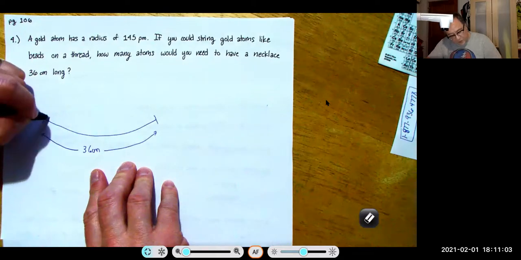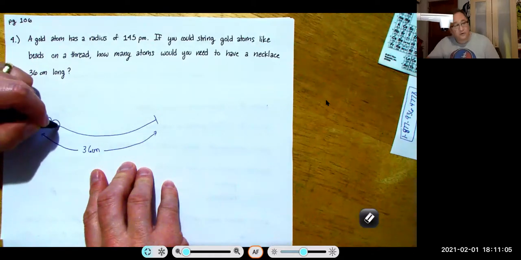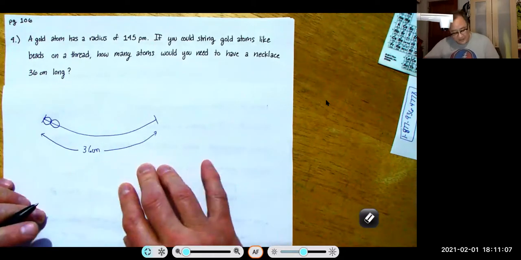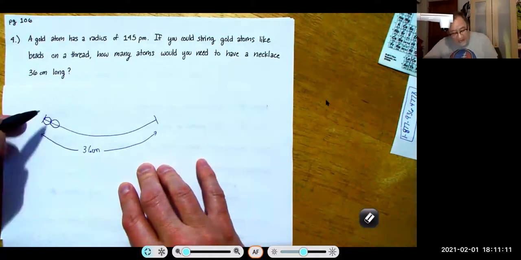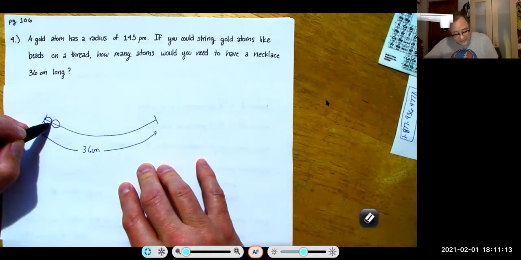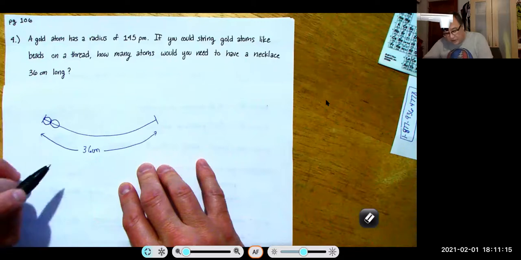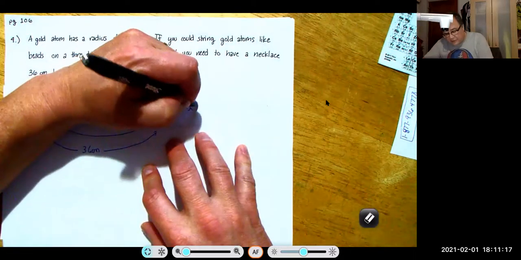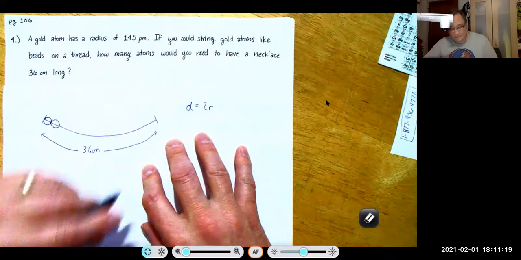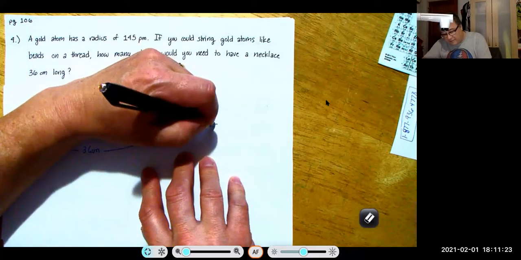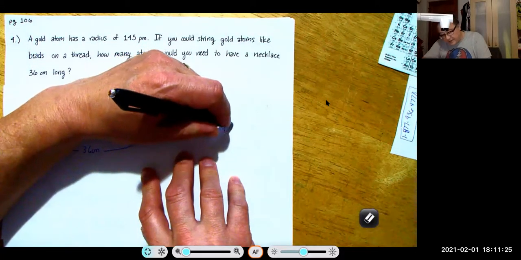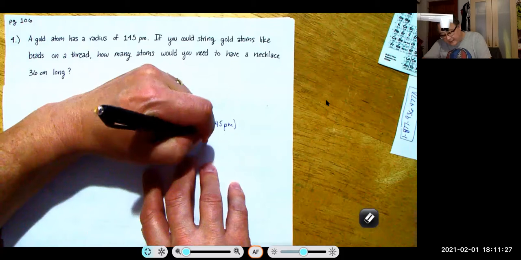And here's one of your gold atoms and another gold atom and so forth and so on. And when we look at these gold atoms, from end to end here is not the radius, it's actually the diameter. So we need to know that the diameter is 2 times the radius. So in this case, it's 2 times 145 picometers, and that's 290 picometers.